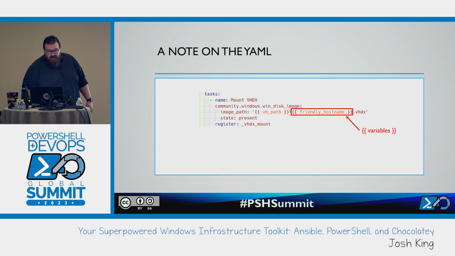And then the weird orange text and curly braces here are variables. They're not always variables, but I think initially, anytime you see double curly braces like that, it's going to be a variable. So for example, later on, I could do 2 curly braces and this underscore VHDX mount to get that information that came from this module.